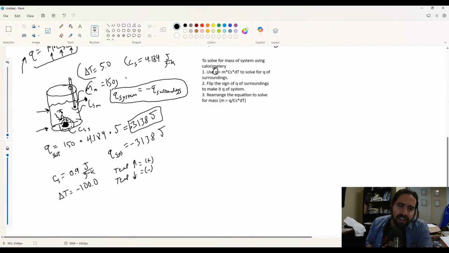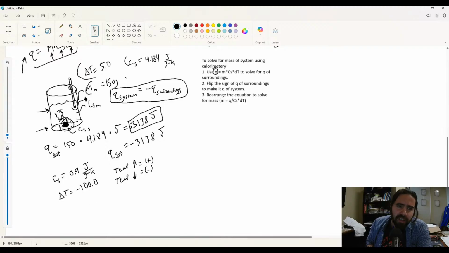Either way, if you end up with minus grams, you've done something wrong. You flipped your sign, right? It's impossible to have negative mass, at least in this universe. Okay, so now what I'm figuring out is, how do I solve for the mass? So the question is, how do I solve for mass?